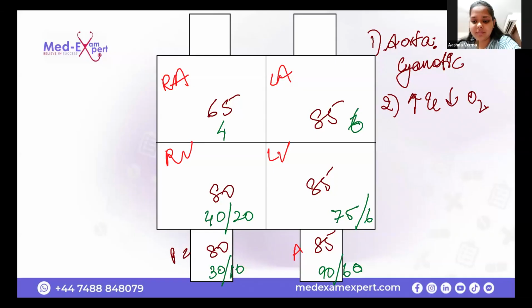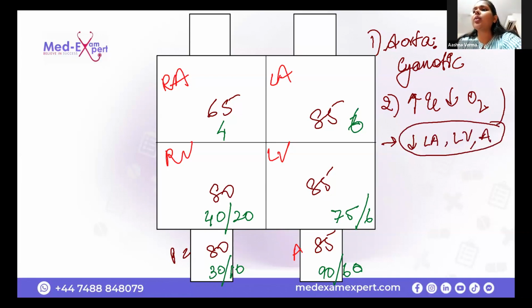So left to right shunt, which could be tough. Okay, so first let's enumerate whatever you have said. You say that there is decrease in the saturation of left atrium, left ventricle, and also aorta. Okay, and this is in correspondence with cyanotic heart disease.